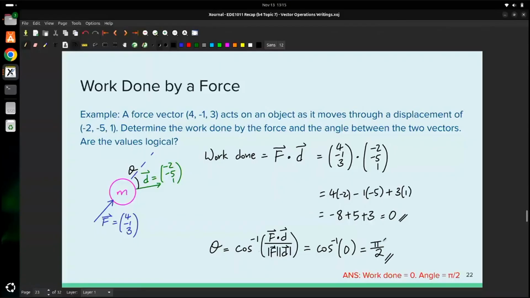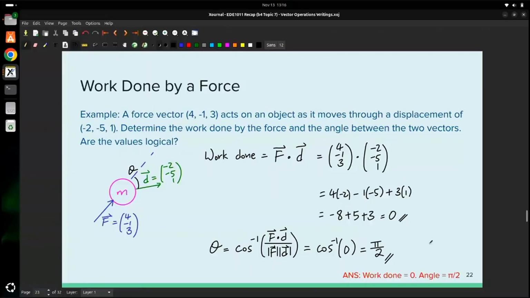Okay, it means to say something. It means to say that this force, even though it's acting on the mass, is not responsible for the displacement of this mass. This displacement is caused by some other effects or some other forces. Nothing to do with this force. Okay, because this angle is actually perpendicular. Is that alright?